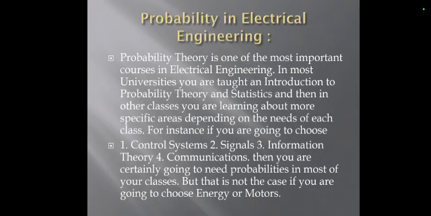In most universities, you are taught an introduction to probability theory and statistics, and then in other classes you are learning about more specific areas depending on the needs of each class. For instance, if you are going to choose control systems, signals, information theory, communications, then you are certainly going to need probabilities in most of your classes. But that is not the case if you are going to choose energy or motors.